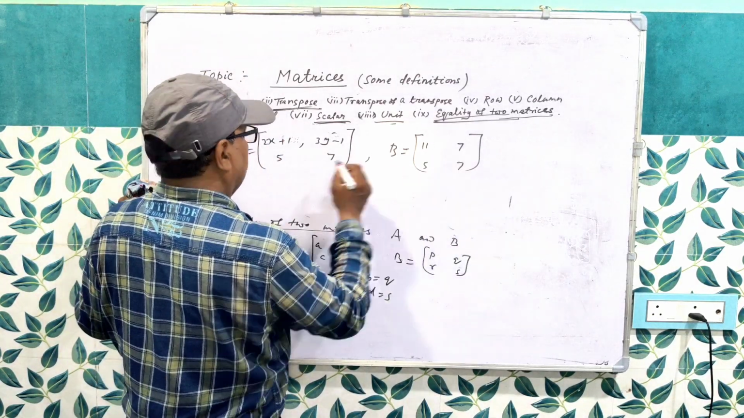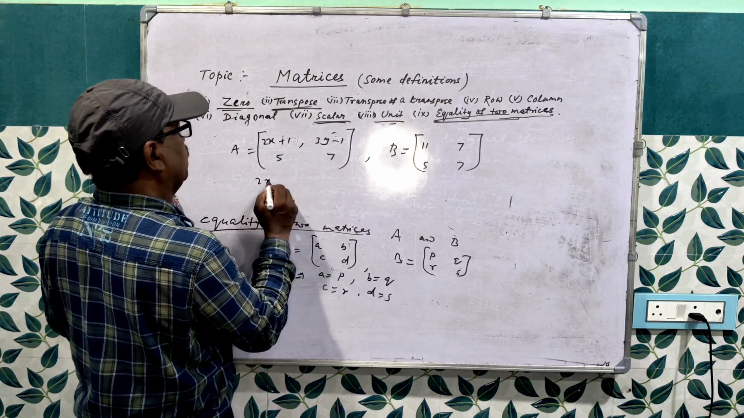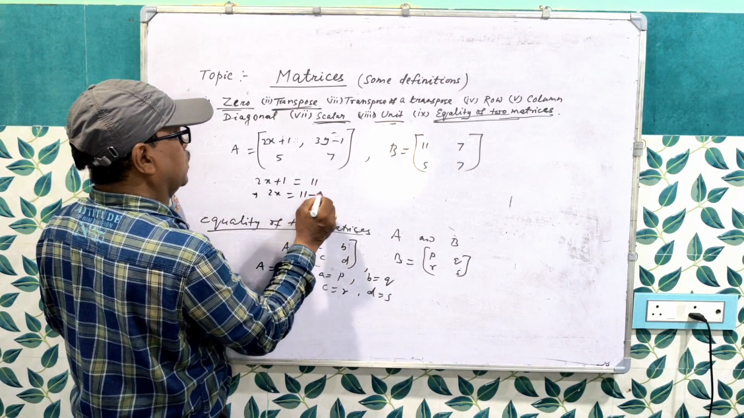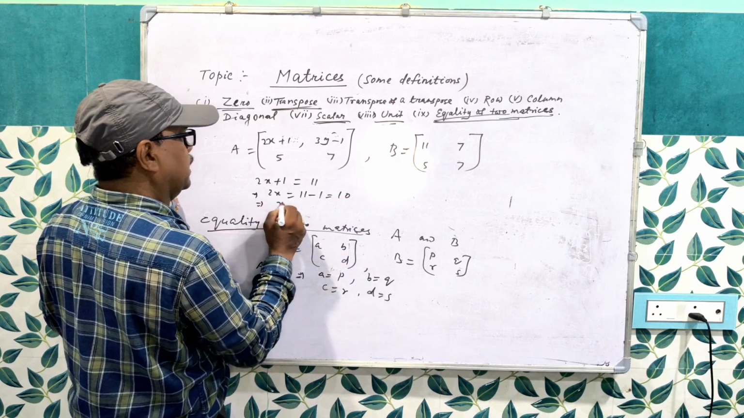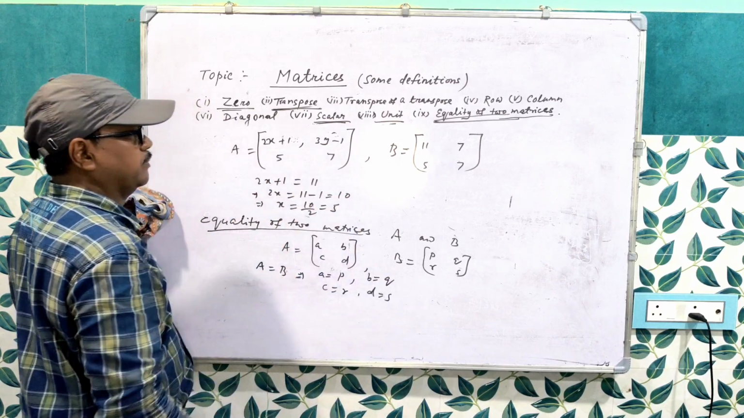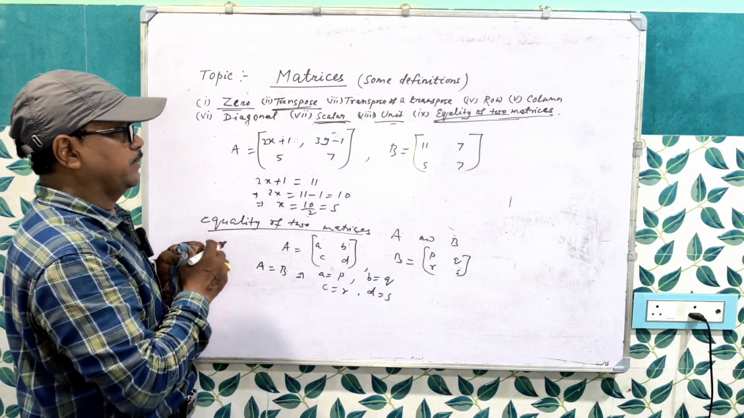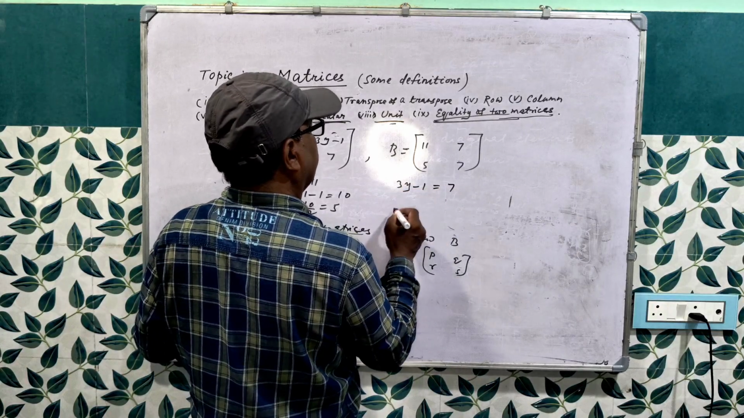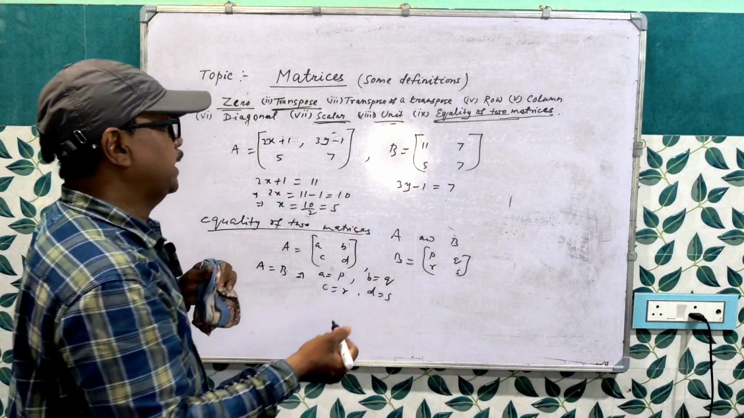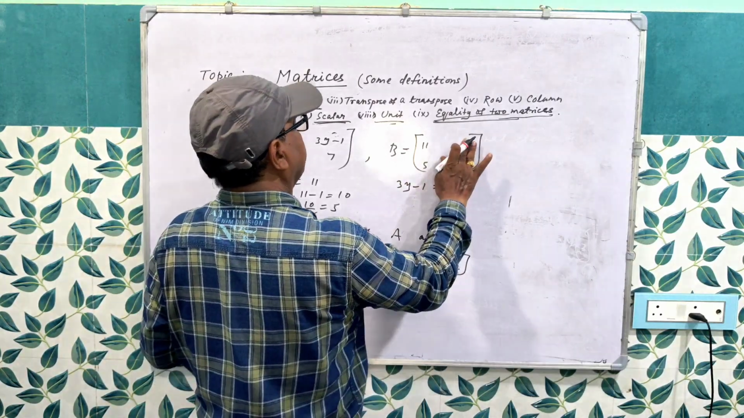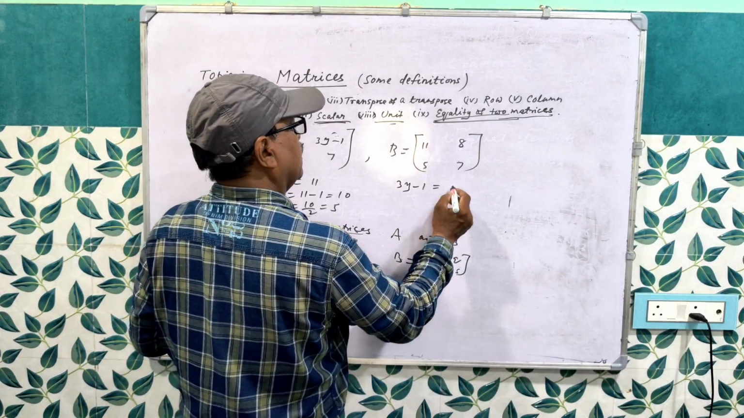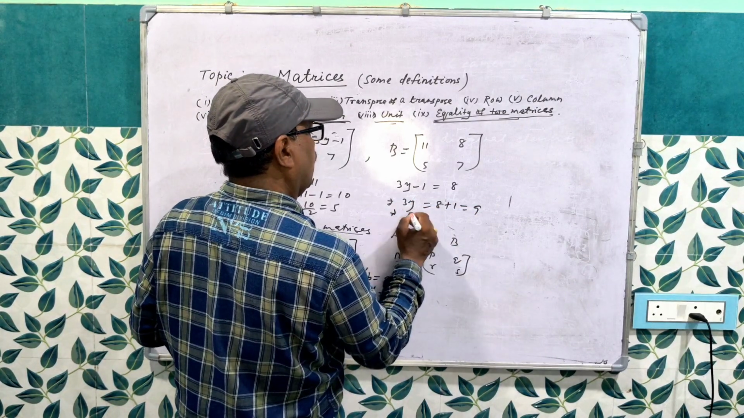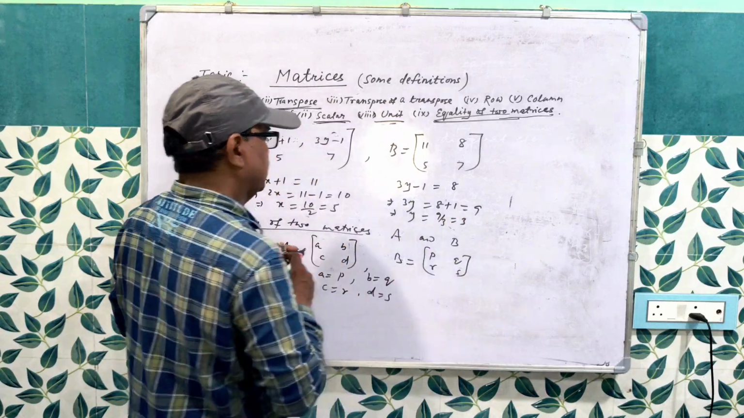A is equal to B means 2x plus 1 is equal to 11, so 2x is equal to 11 minus 1 is equal to 10, or x is equal to 10 by 2 is equal to 5. So the value of x is 5. Similarly, 3y minus 1 is equal to 8, so 3y is equal to 8 plus 1 is equal to 9, or y is equal to 9 by 3 is equal to 3.